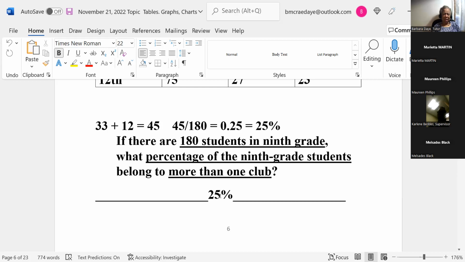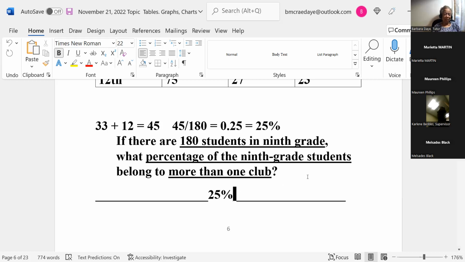So 45 divided by 180. What did you get, Maureen? Okay, 45 divided by 180. 0.25, but you can't hardly see the zero though. Okay, so it's 0.25, and that decimal is 25%. So that's your answer.